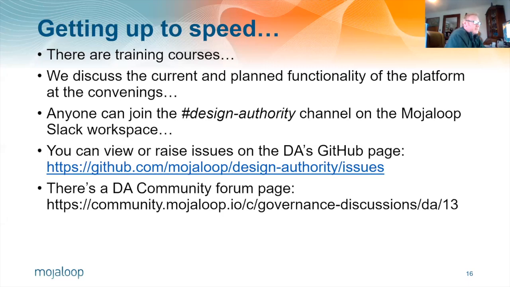by the design authority. There's also a wonderful community page now, facilitated there on that URL, community.mojaloop.io, and there's a category under the governance heading for the design authority, under which we regularly post the agenda items that we're going to discuss. The DA meets weekly, and every week we set an agenda of those items at the top of the backlog that we want to discuss.